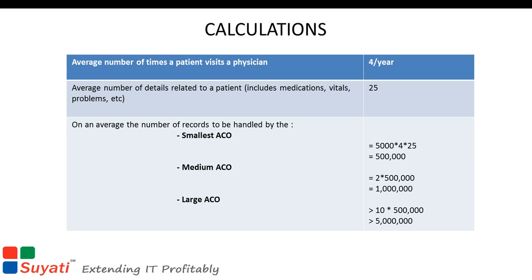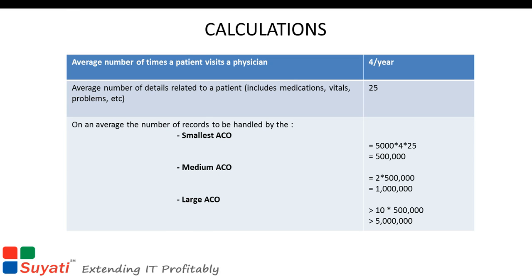According to NCHS, the National Center for Health Statistics, the average number of times a patient visits a physician is 4 times a year. On an average, the number of details to be recorded related to a patient, which includes medications, vitals, problems, lab orders, allergies, etc., would be around 25. Therefore, on an average, the number of records to be handled by the smallest ACO would be around 500,000, that of a medium ACO would be 1 million, and that of a large ACO would definitely be greater than 5 million. From these calculations, we get a clear picture of the enormous amount of data coming from a healthcare organization.